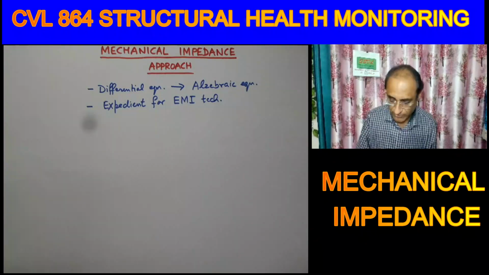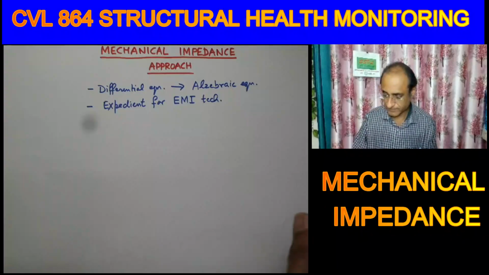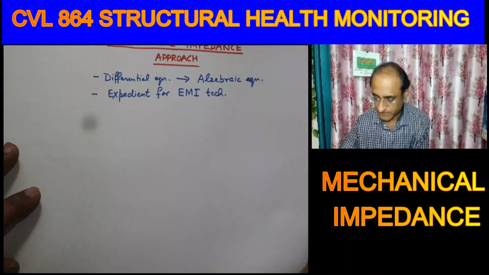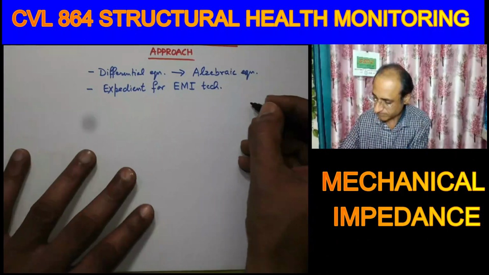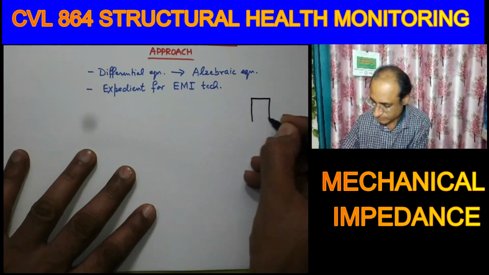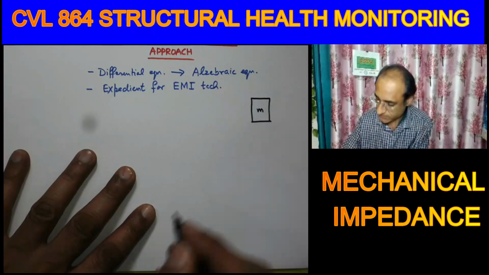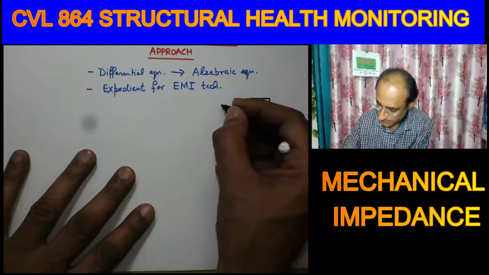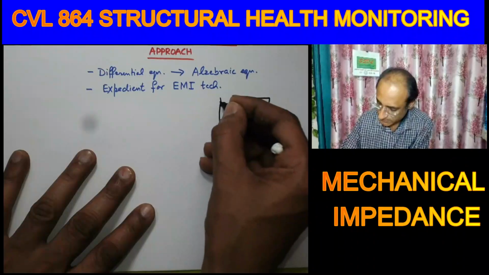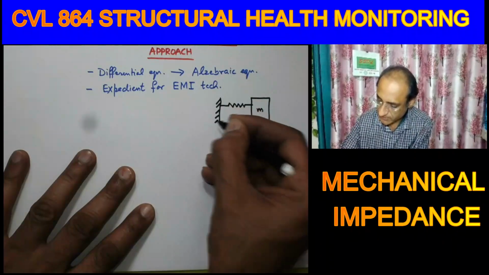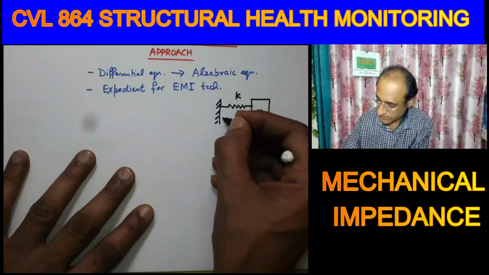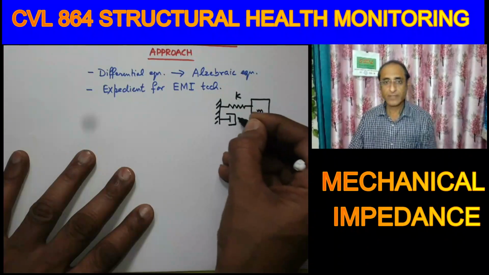So let's say we have here a system, again the same system. I am bringing that we have the mass M, and this mass is connected to a rigid support system with two elements in between, the stiffness and the damping.